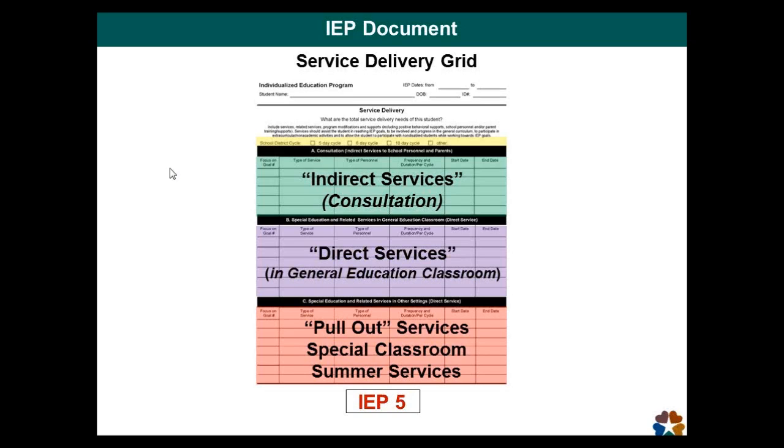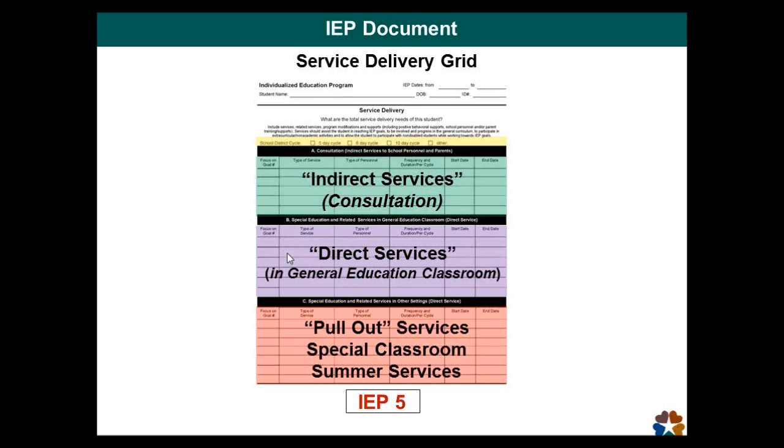So the top section is indirect services. Down here, the purple section, direct services, and this sort of pinky red, the pull-out services or services outside of the classroom. Those are all services that are being provided directly to the student. So it's still the same. You need to have a goal area, a goal number, what type of service it is, who is doing it, the frequency, start and end date.